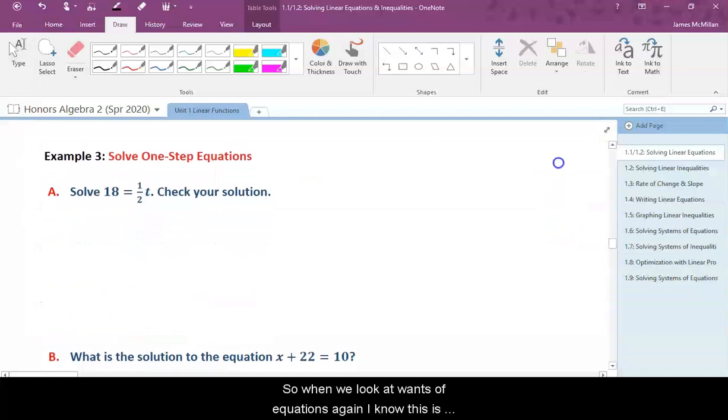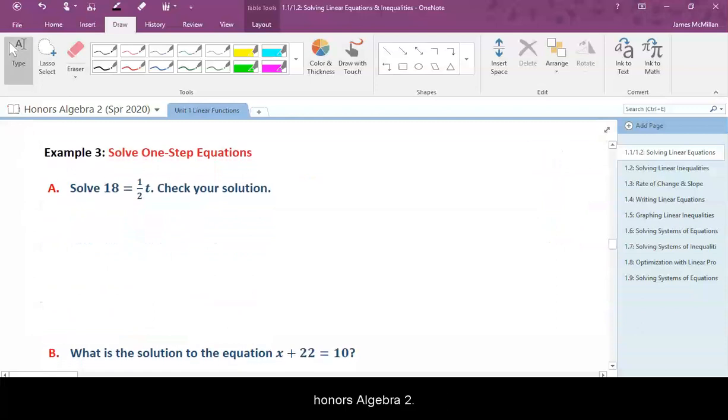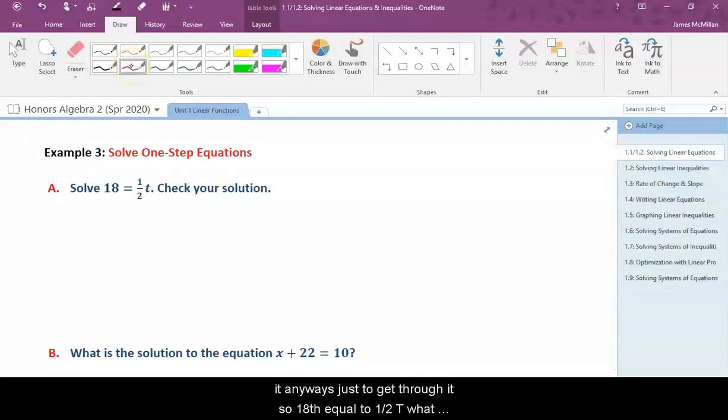Now, when we look at one-step equations, I know this is Honors Algebra 2 and I know you know how to do this. We're going to talk about it anyways, just to get through it. So 18 is equal to 1/2 t. What are we going to do to both sides to solve for t?